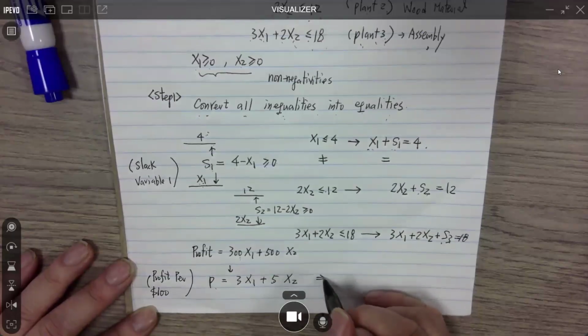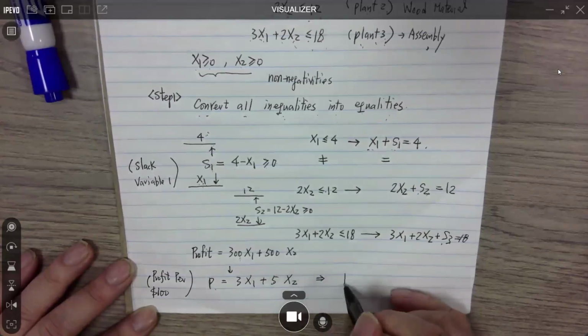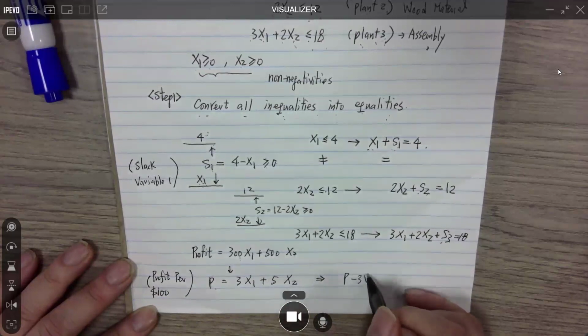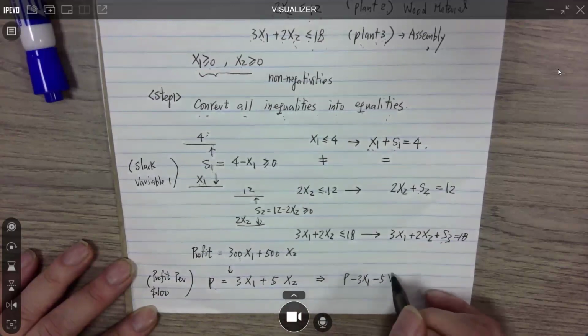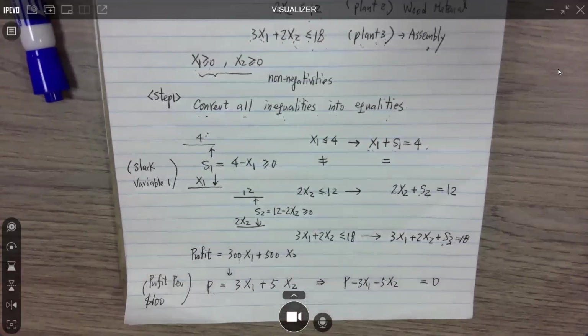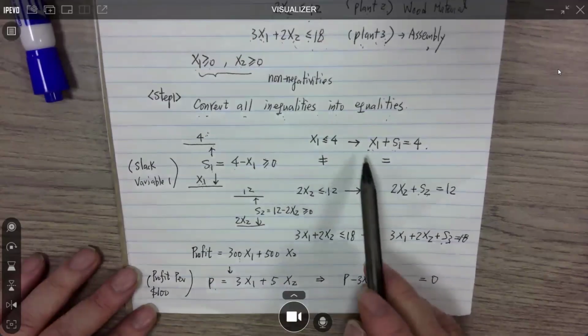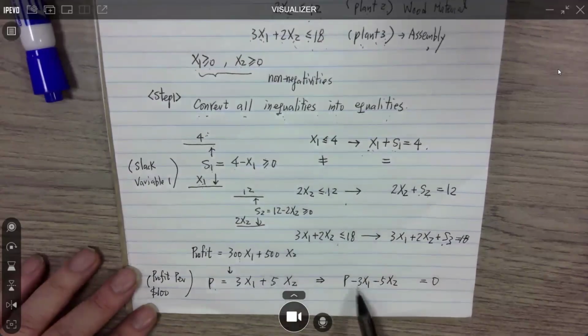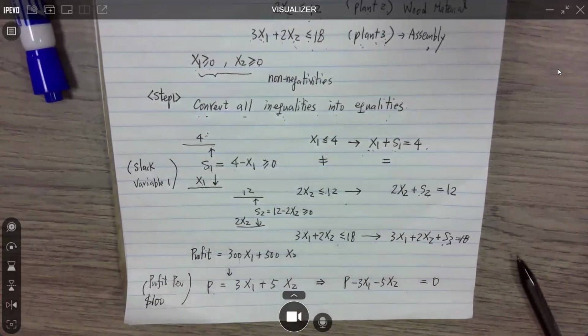And this one, I also make a change. I rewrite this as P minus 3x1 minus 5x2, and that is equal to 0. Okay? So I not only convert the constraints, I also convert the objective function. Okay?